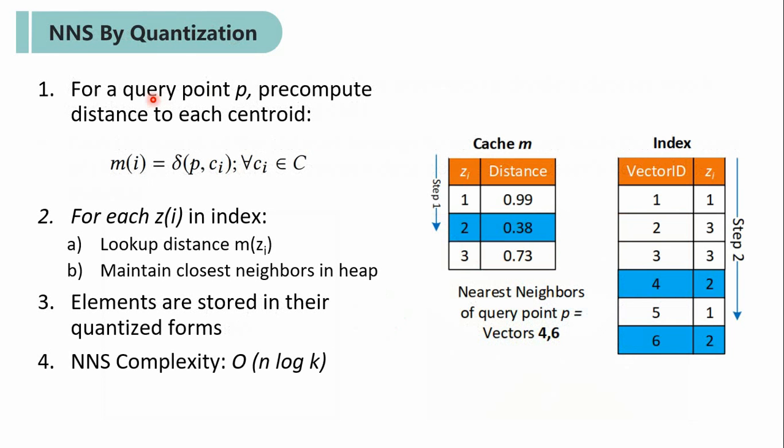Nearest neighbor search by quantization is where we have a query point, and first of all we calculate the distance of the query point with existing centroids. After that we find the nearest centroid, and then we go down into that cell, and we calculate the distance of the query point with the points that lie inside that Voronoi region. In this way, the nearest neighbor complexity scales down to n log k.